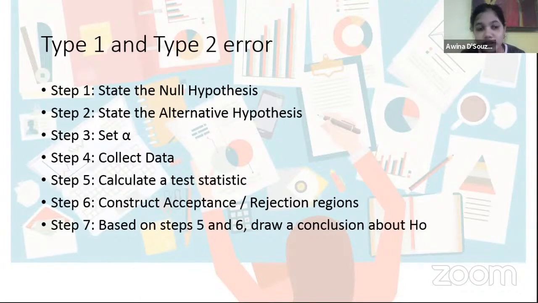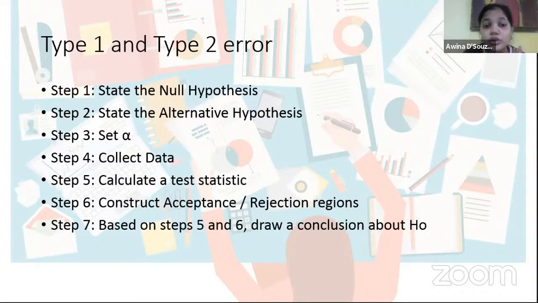So after you state the level of significance, you collect the data. You always need to set the level of significance before collecting the data. You also need to specify what a type 1 and type 2 error are before collecting the data. I'll be speaking about what type 1 and type 2 errors are.